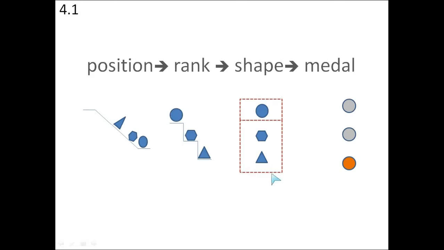So, let's summarize what we have here. The position at the end of the race determines the rank. So the circle finished first, they're first. The hexagon finishes second, they're second. And the triangle finishes third, and they're third. Then we have to look at the type of shape we have. Are they curved shapes, or are they straight-edged shapes? And depending on the shape type, we work out the medals. So we go from position to rank, and then from the shape, we work out the medal.